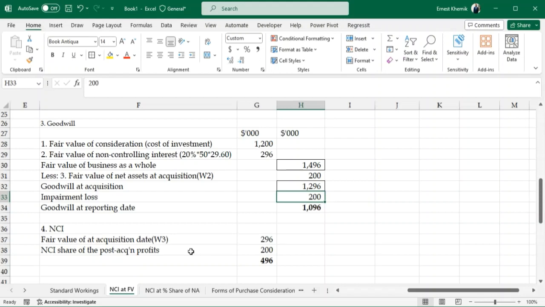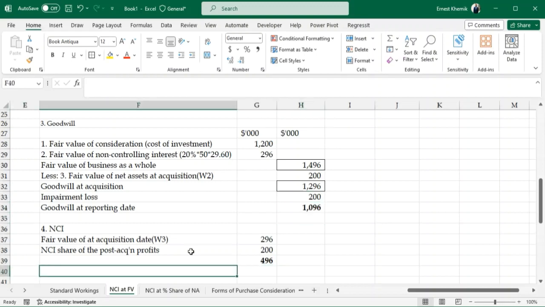As I said, there are two ways of calculating the NCI. We have the fair value method of calculating NCI and the proportionate share of the identifiable net assets. When we are calculating non-controlling interest at fair value, we share any impairment loss between the NCI and the parent, which is the group retained earnings, in proportion to their shareholdings. There is a reason for that, and I'm going to explain that in a moment.